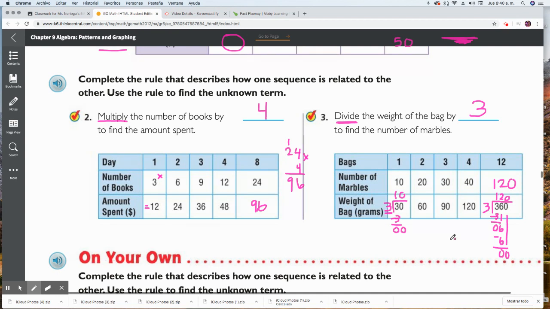Okay, so that is how we use this rule to find the missing number.